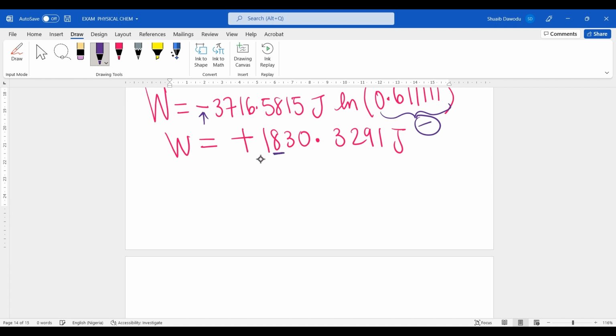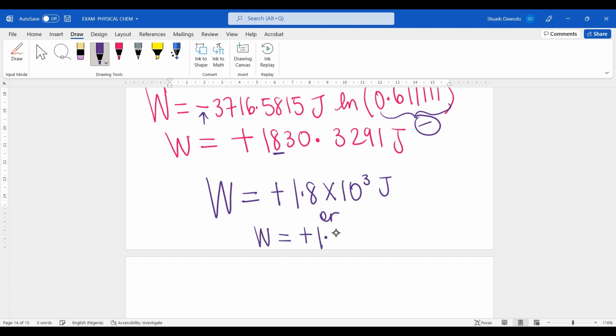So when we put our work in two sig figs, we end up with work done is equal to positive 1.8 times 10 raised to the power of 3 joules, or work done is equal to positive 1.8 kilojoules. So this is basically the answer to this question.